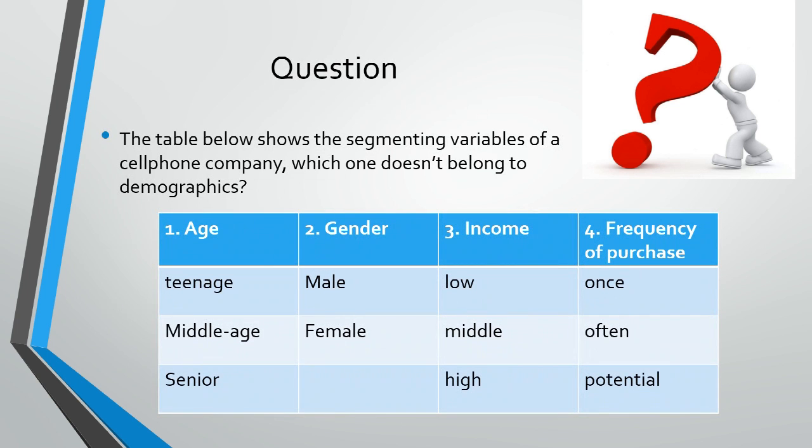Okay, now the last question. Here is a table about how a cell phone company is segmenting its market. The first one is about age, so definitely it belongs to the demographic factor. And the same for gender and income.